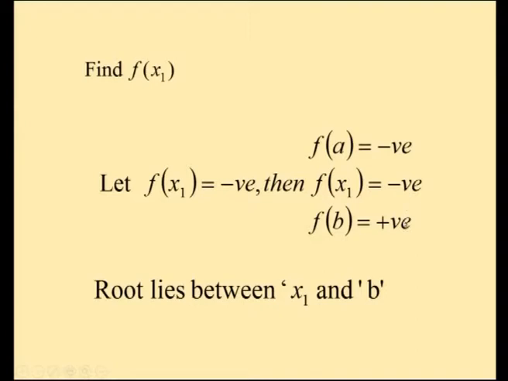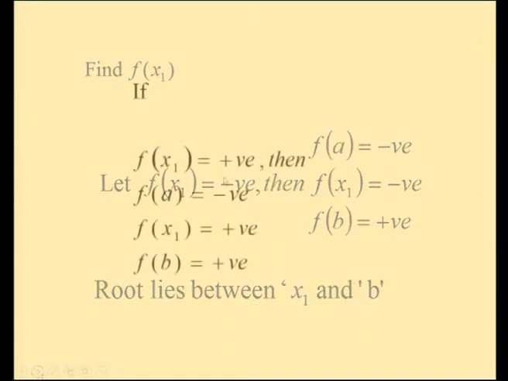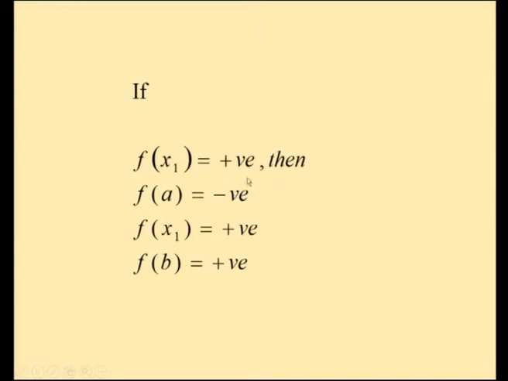There is a sign change between the values of x1 and b for f of x, therefore the root lies between x1 and b. Then we talk about f of x1 being positive: f of a is negative, f of x1 is positive and f of b is positive. So in this case the root lies between a and x1, because there is a sign change at a and x1.